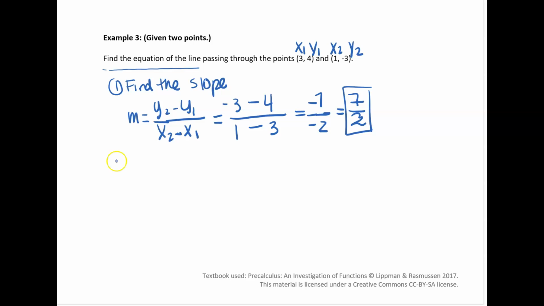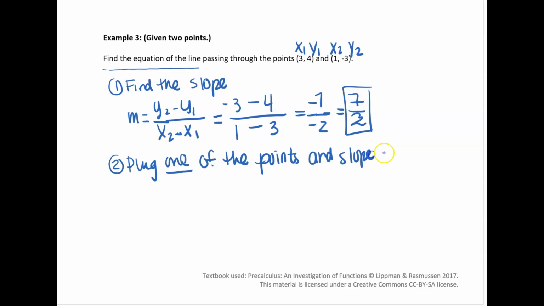So after I find the slope, step 2, I'm going to plug one of the points in and slope into the equation. And so remember that equation that we have, and right here, this 1 point plugging in, it doesn't matter which one you want to choose. I typically kind of just go to the first one since I already have it labeled.